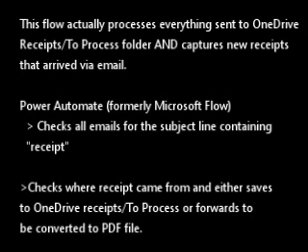So my Power Automate flow will check all the emails and their subject line for receipt, and then either forward that email to be processed into a PDF, or it will just save it to the OneDrive receipts to process folder, where the next flow will pick it up from.